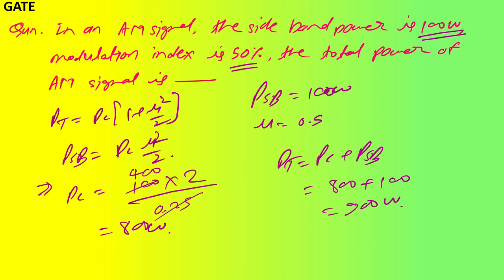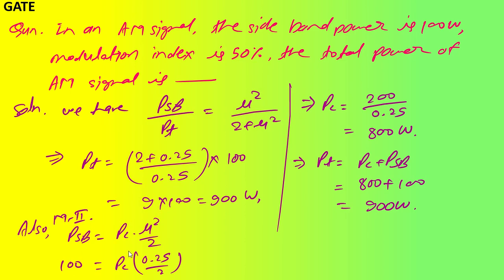Or if you want, you can actually do this. PT is equal to... one more method you can do is you have PSB by PT is equal to mu square by 2 plus mu square. Okay, why I'm telling this is, you have been given PSB. Okay, so PSB is 100 and PT, total power, can be found out directly in single shot.